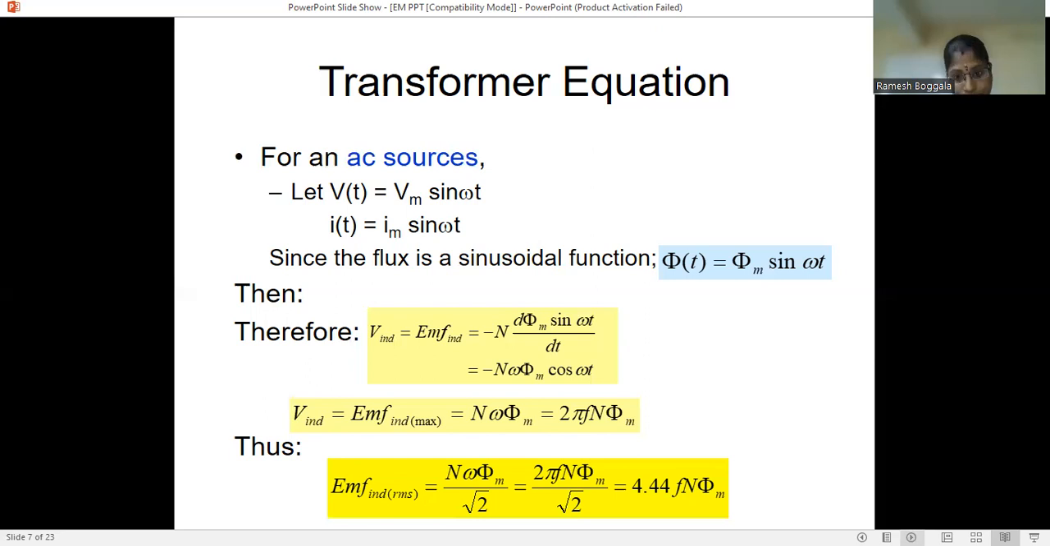So here, V is equal to N omega phi m, where omega is equal to 2 pi f, so 2 pi f N phi m. So the EMF equation of the transformer is N omega phi m by root 2. The final value is 4.44 times frequency times number of turns times maximum flux.